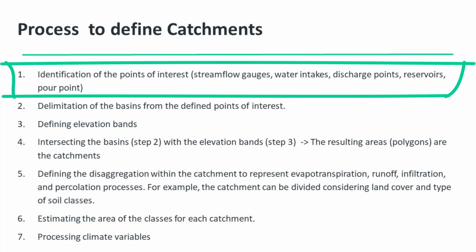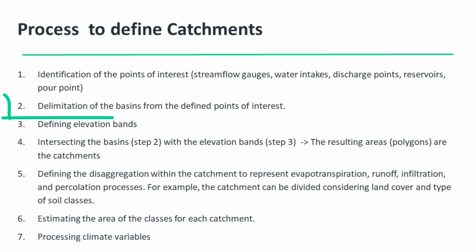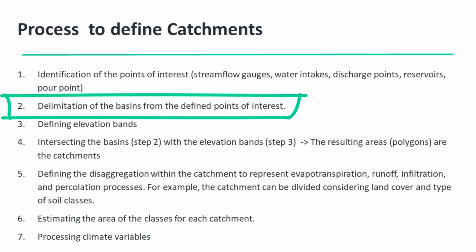WEAP is a semi-distributed model. To explore the natural stream flow in a river reach, it is necessary to include points of interest. Adding a river and not including any intermediate points of interest will only give you results at the end point of the river. The second one is defining the basins to each point of interest.